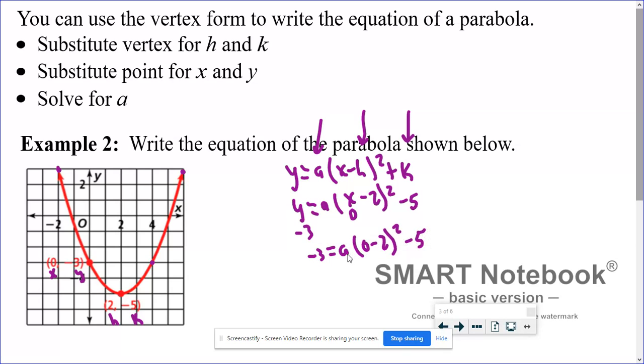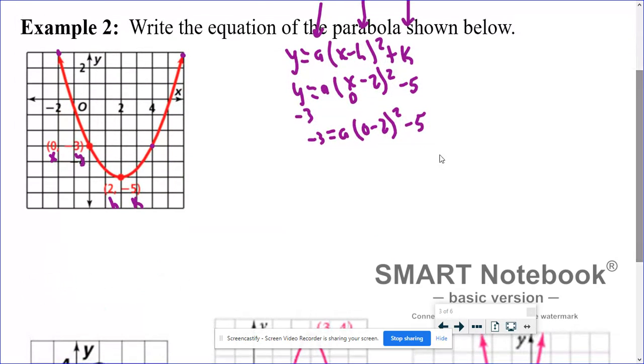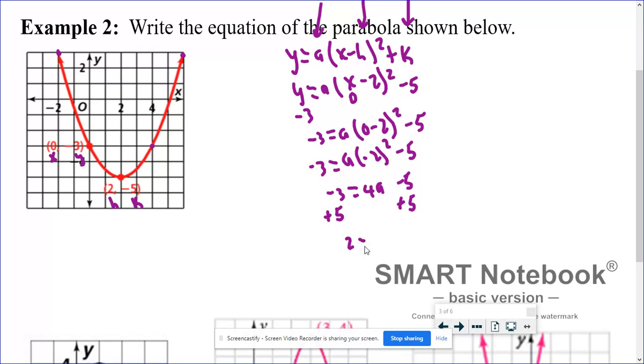Now I only have one variable, a, and I'm going to solve for a. The first thing I'm going to do is, 0 minus 2 is -2. -2 squared is 4. So now I've got -3 is equal to 4a minus 5. Now I'm going to add 5 to both sides. So now I've got 2 is equal to 4a. Divide both sides by 4. And you end up with a is equal to 1/2. So that's your a value.